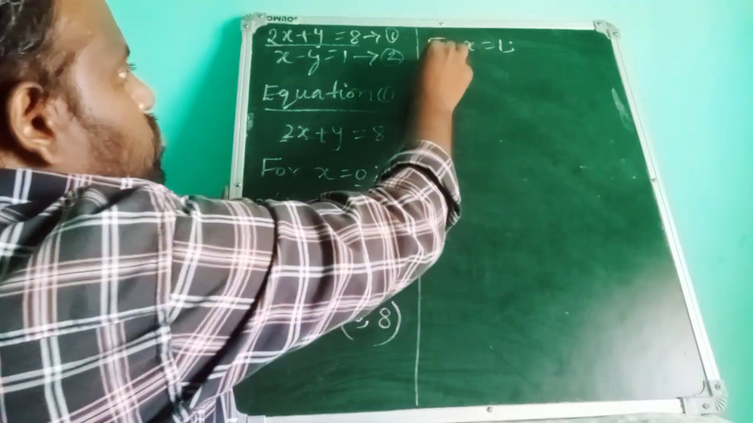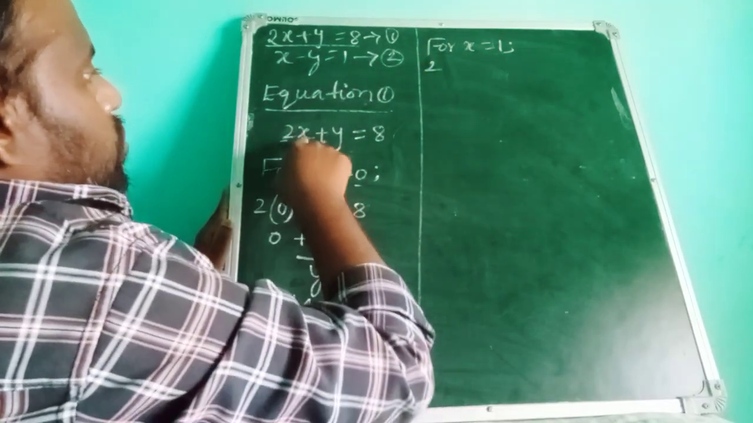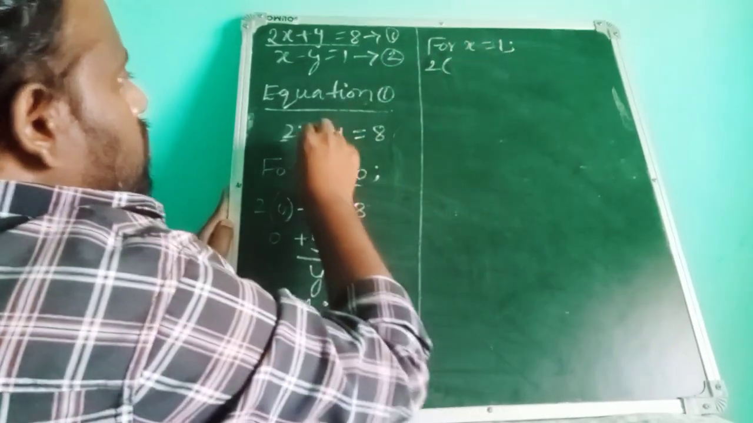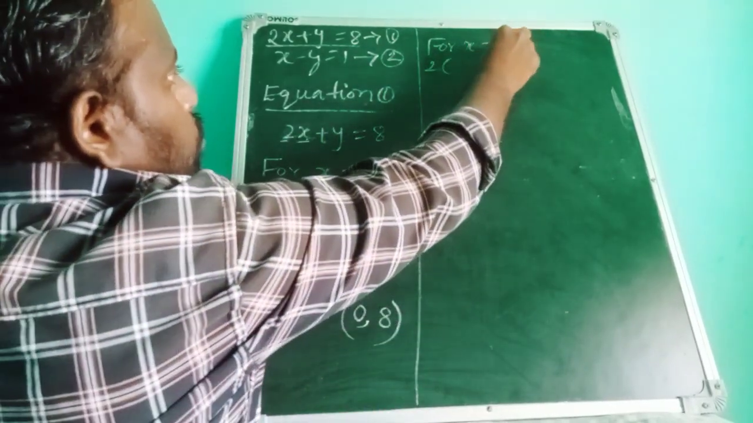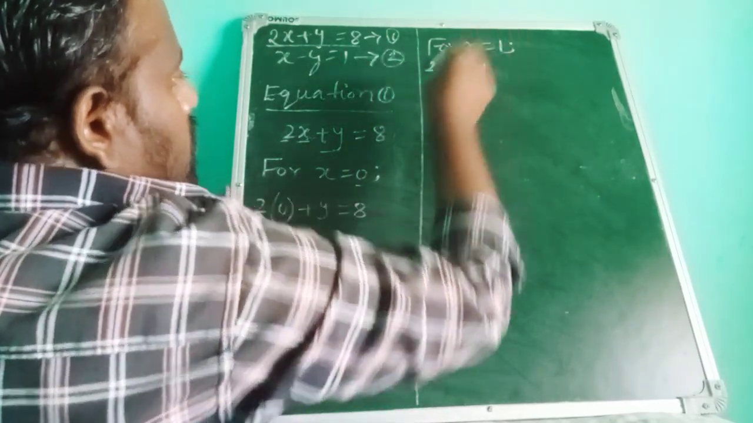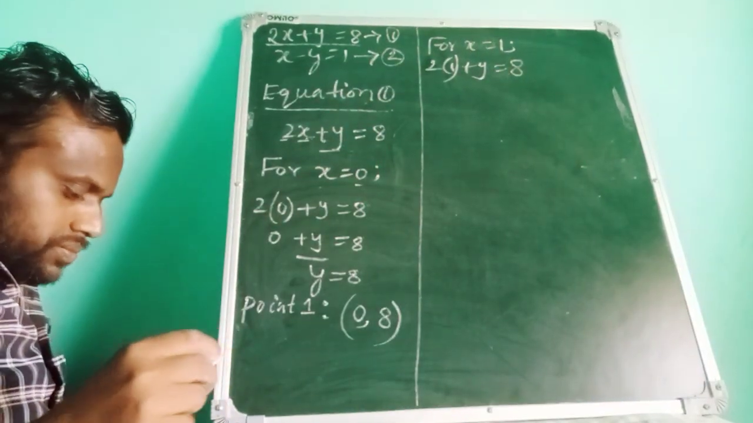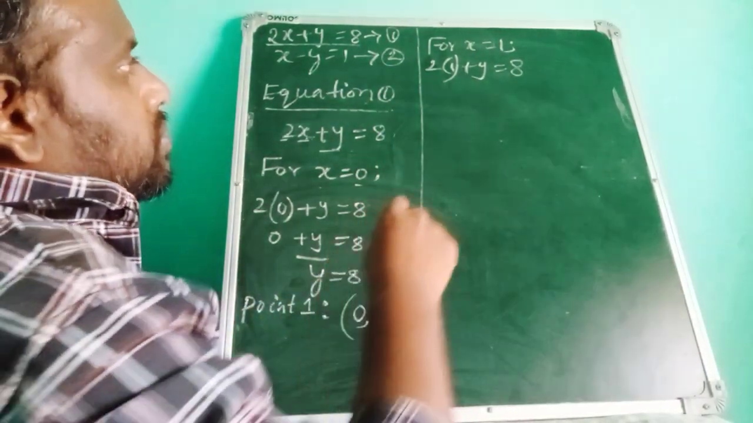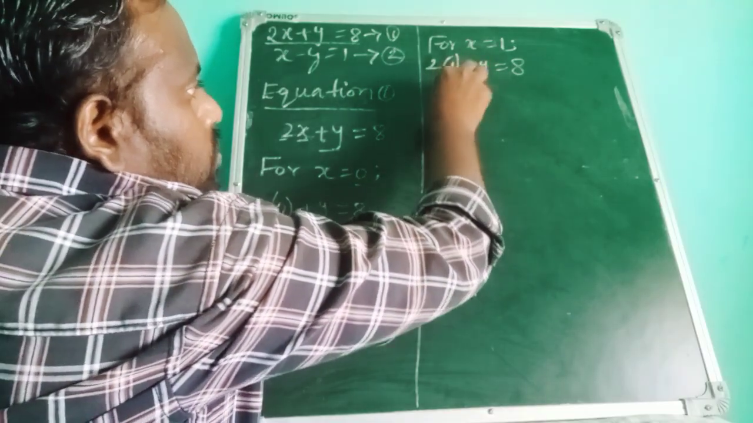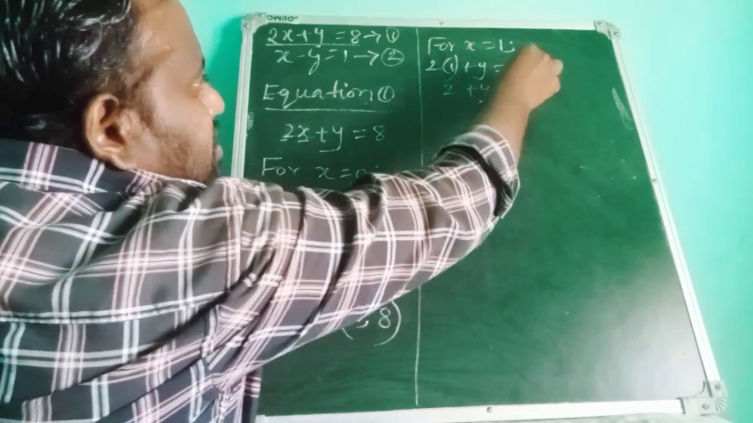So write 2 as it is. In place of x we have to put 1. Before that open the bracket. So in place of x I am going to put 1. Next plus y is equal to 8. Two into 1 multiply, 2 ones are 2. So plus y is equal to 8.